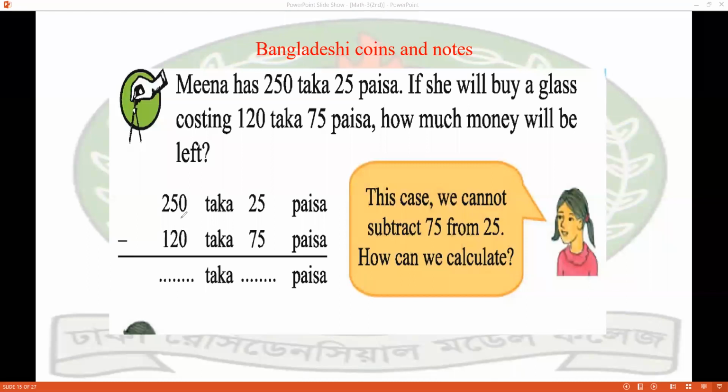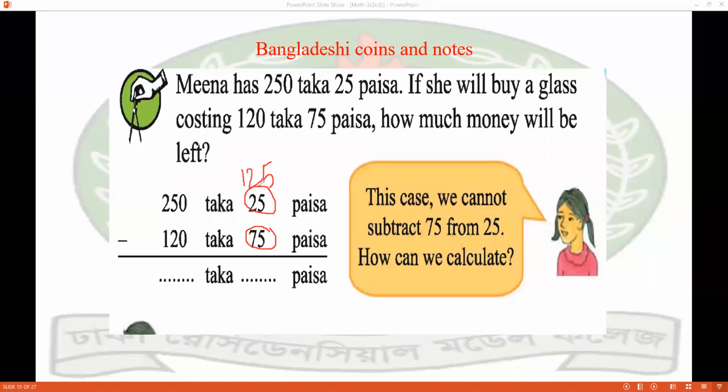So there will be 250 taka and 120 taka. There remain 25 paisa, and there remain 75 paisa. So 25 paisa is smaller than the 75 paisa. So you have to take 100 paisa from 120. You take 1 taka, that means 100 paisa, and add it with 25 paisa. So here will be 125 paisa.